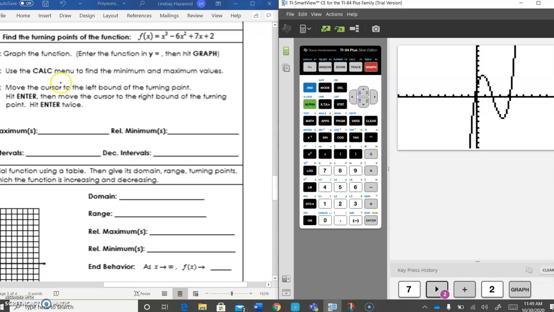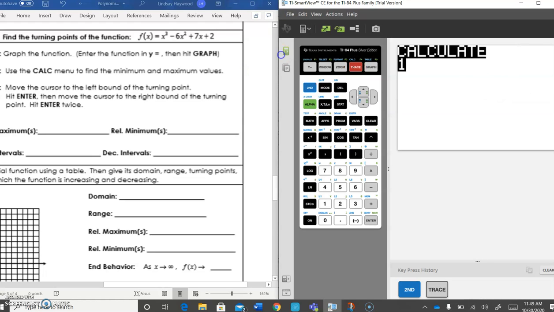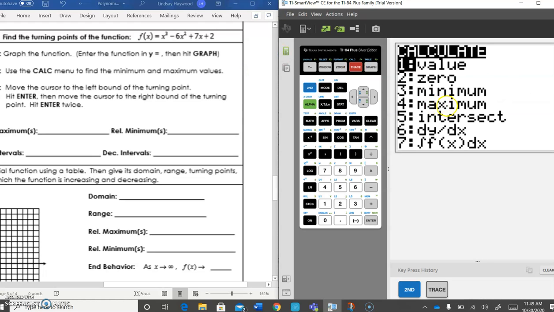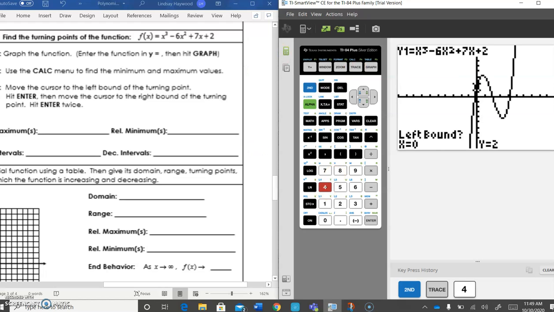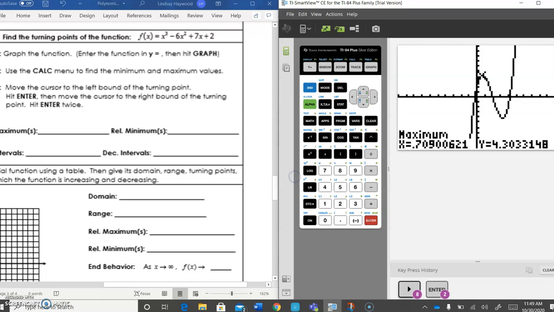You're going to use the calc menu to find the minimum and maximum values, and we've done this before. So the first one we're going to find is this one up here, so that's a maximum. So I'm going to do second trace, which is calc, go to maximum, which is number 4. Okay, my left bound would be on the left side of the top, and I hit enter. My right bound, I would move my cursor over to the right side of the top and hit enter, and then guess, I hit enter again.